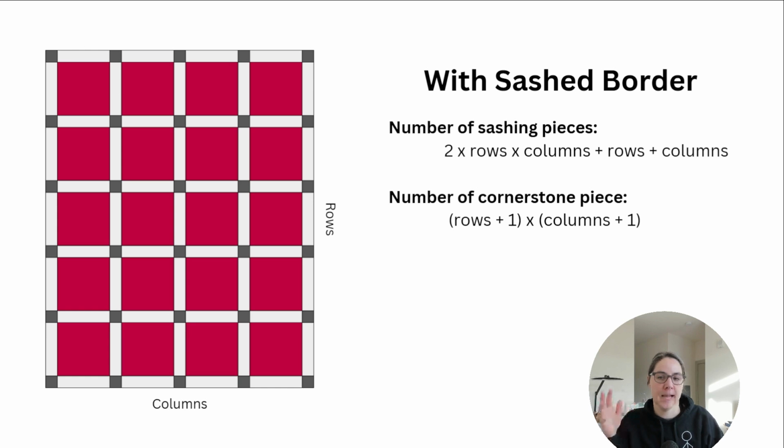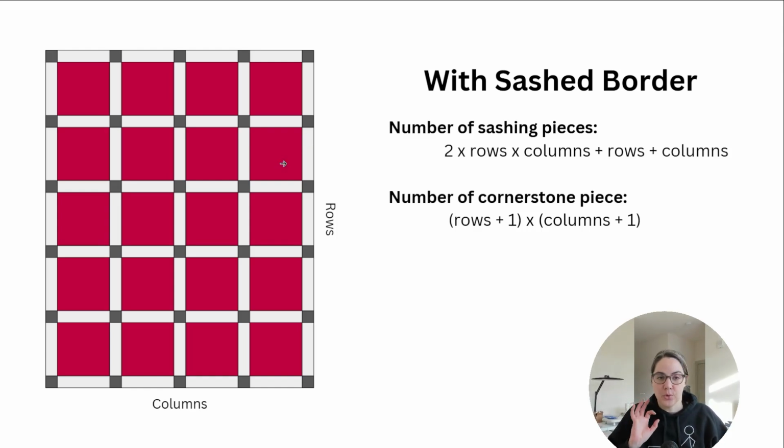And then we have to do a little bit of a correction for the end pieces, and we do that by adding an additional set of rows and columns, right? So it's going to be 2 times rows times columns plus rows plus columns. So in this particular instance, we already said the first part of that was 40, and then I'm going to add another 5 rows. So we're up to 45, and then another 4 columns. So we're up to 49. And if you go through and count each of these little sashing pieces that we see on our diagram over here, you will find out that that is exactly 49 pieces.